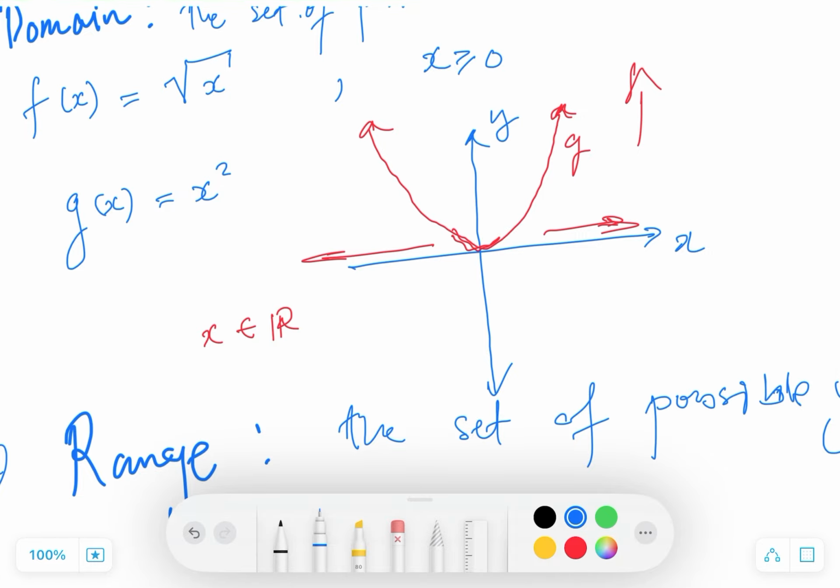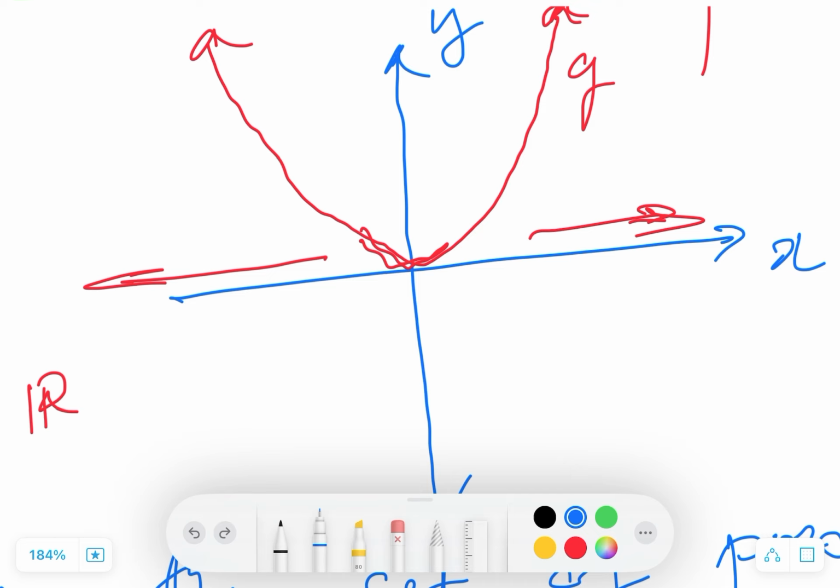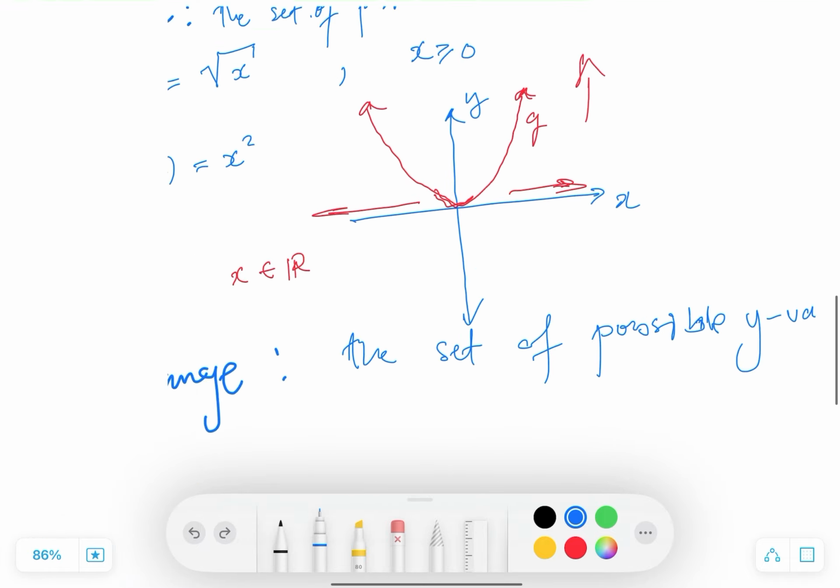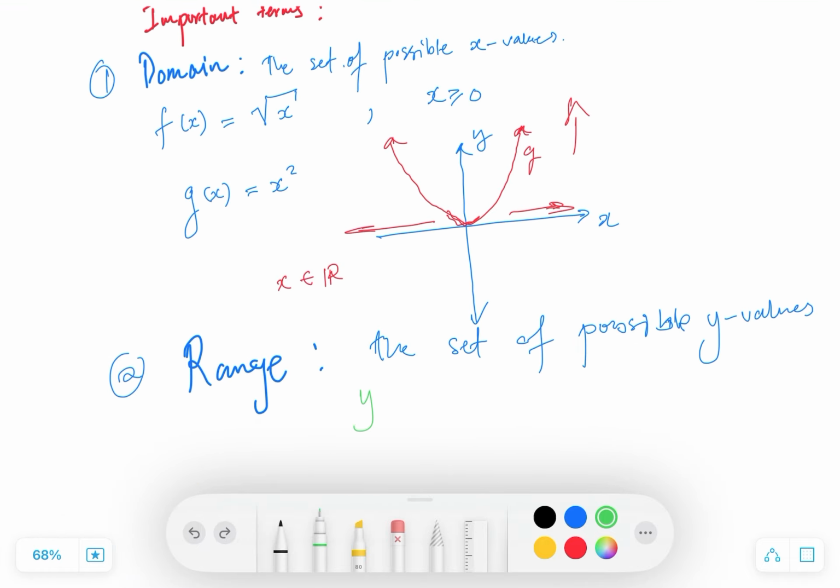So the range is all the y values the function can produce, right? So if you plug in any value into this x squared function, you will never get a negative number. That's why this graph doesn't go to the negative side of the y axis. It only goes to the positive side of the y axis. So already we can tell that our range is the set of all positive numbers for that specific function. This one, our function g.